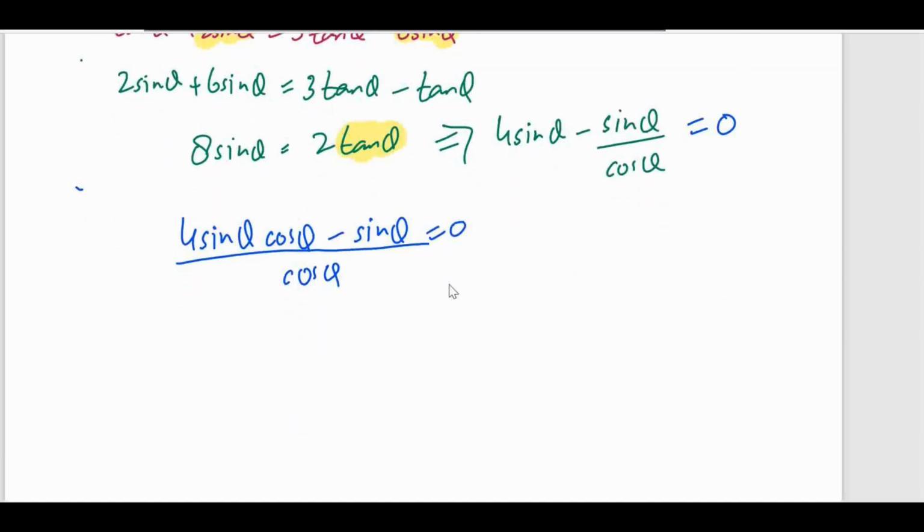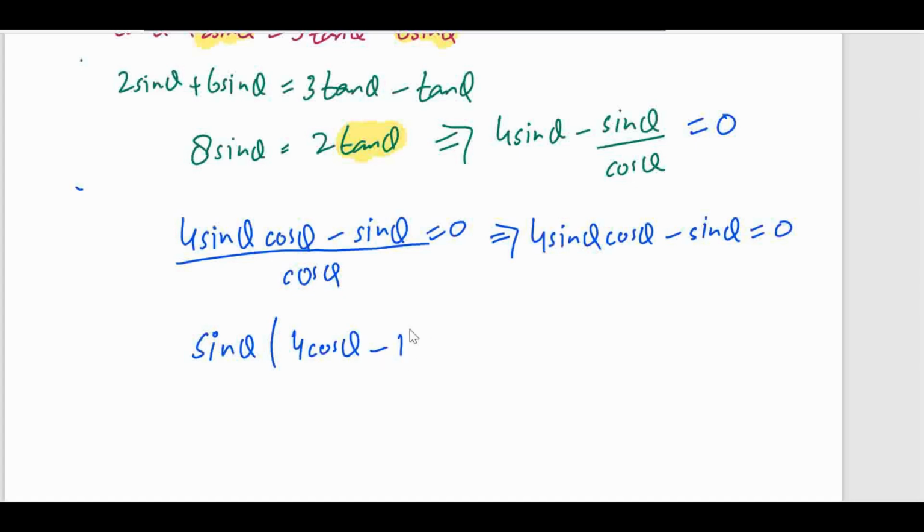And then if we simply cross multiply it, so finally we will have 4 sine theta cos theta minus sine theta is equals to 0. And now if we will take the sine theta as common, so this will be 4 cos theta minus 1 is equal to 0. Now from here we will have two values. Sine theta is equal to 0 and 4 cos theta minus 1 is equal to 0.